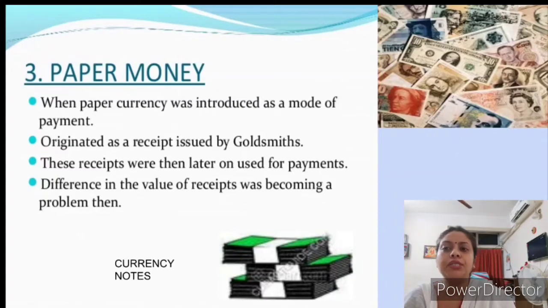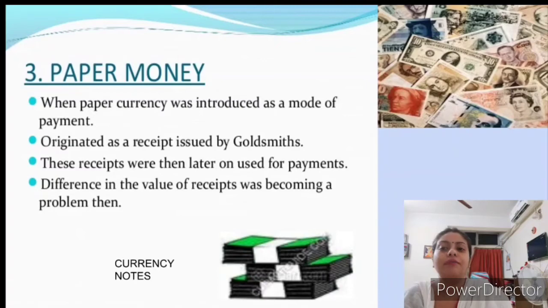So paper notes were started when the goldsmiths started giving receipts. You know, right? For anything that you buy, you have to give a receipt. So when the goldsmiths started giving receipts, it was just to make sure that the payments would be paid later, or it was just a mode of making payments. And people started making use of it as a sort of mode of exchange.